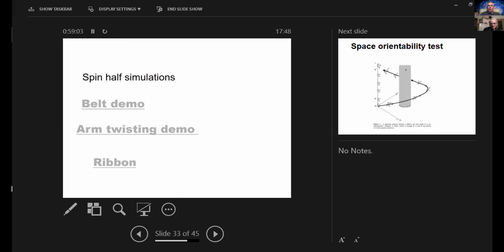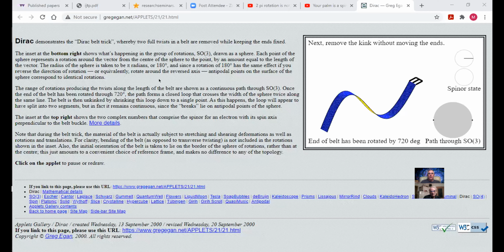Yeah, I've got my telly connected to my computer as well, so I think I can see what you can see, which is my slide saying belt demo and arm twisting demo. On my computer, I've opened up the web browser. New share. Right, yep. Sorry, I'm obviously an amateur at this. Is this any better? Are you seeing this page of my web browser now? Yes. All right, okay.